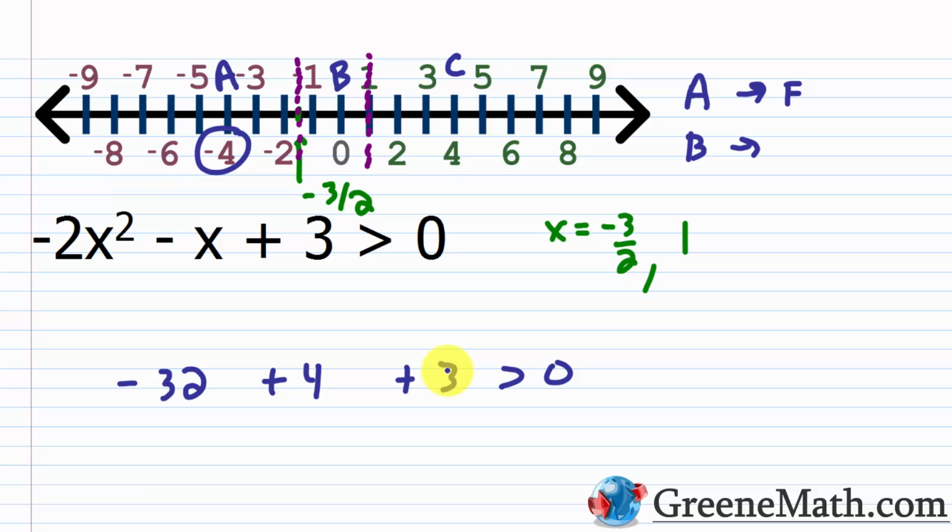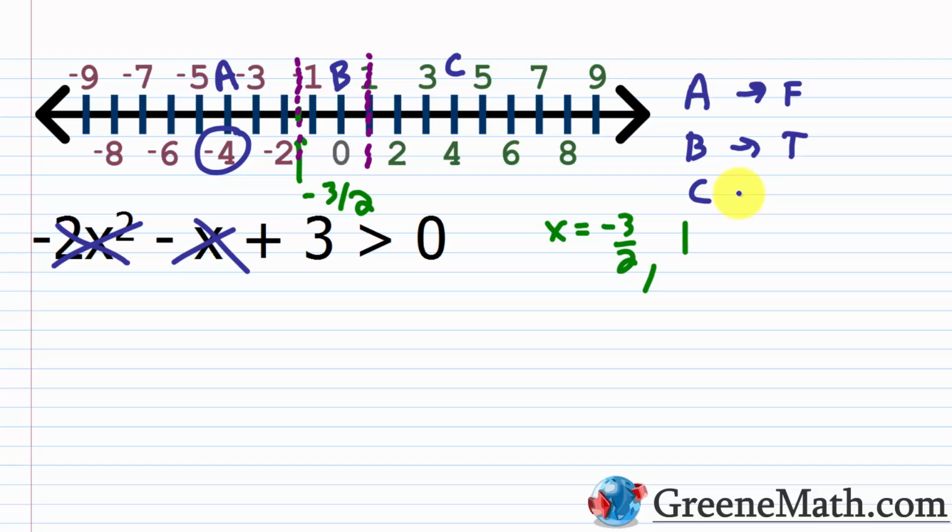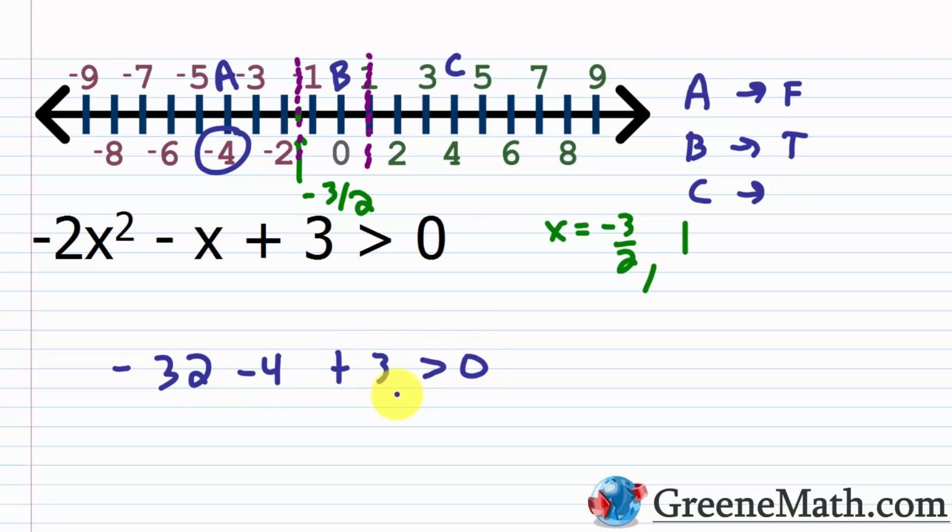So let's look at 0 for region B. If I plugged in a 0 for x, this would be gone and this would be gone. I'd have 3 is greater than 0, which is true. And then for C, let's choose 4. If I squared 4, I'd get 16. 16 times negative 2 is negative 32. And then minus 4 plus 3 is greater than 0. We can tell that's going to be false. Okay, let's erase this. So basically, the region that works is region B.